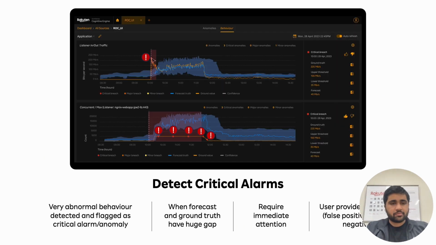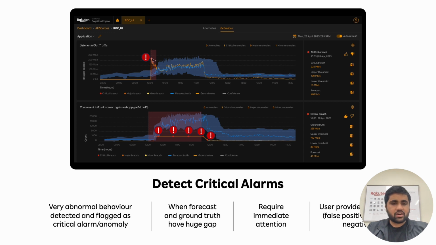So in this slide, we have a picture of the actual application. And as you can see, there are two correlated metrics over here. The first graph shows the listener in out traffic, and the second graph shows the concurrent slash maximum number of listeners on an Nginx web server. As you can see, the metrics are seemingly correlated, and when one rises, the other is expected to rise as well. So, in this scenario, there is a sudden spike in load. Say it's an e-commerce business, and there's a sudden spike in the number of listener in out traffic, so there's expected to be a spike in the number of listeners on the Nginx web server as well. But that's not happening, as you can see in the second graph.